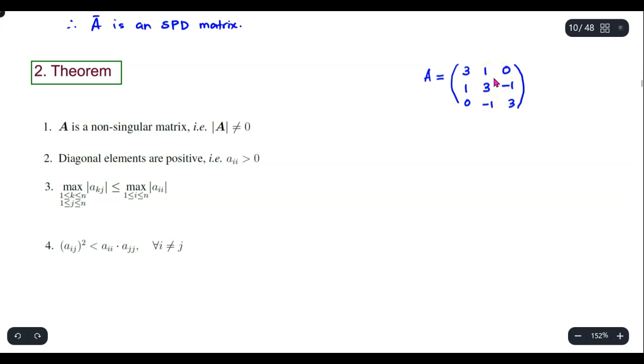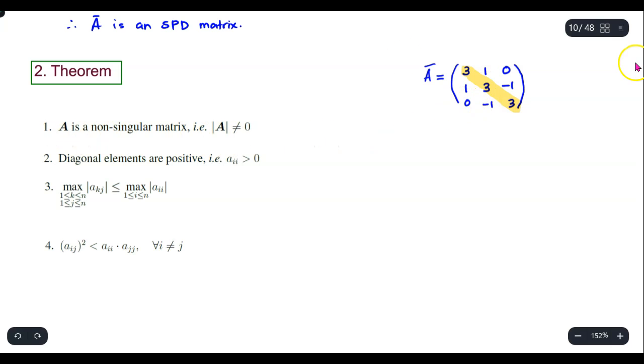So clearly, this is symmetry. If you slash out the main diagonal, you can see the elements at the upper part are the same as the elements in the lower part. In the opposite direction, they are the same. So A is a symmetric matrix, and then we can proceed with the theorem.